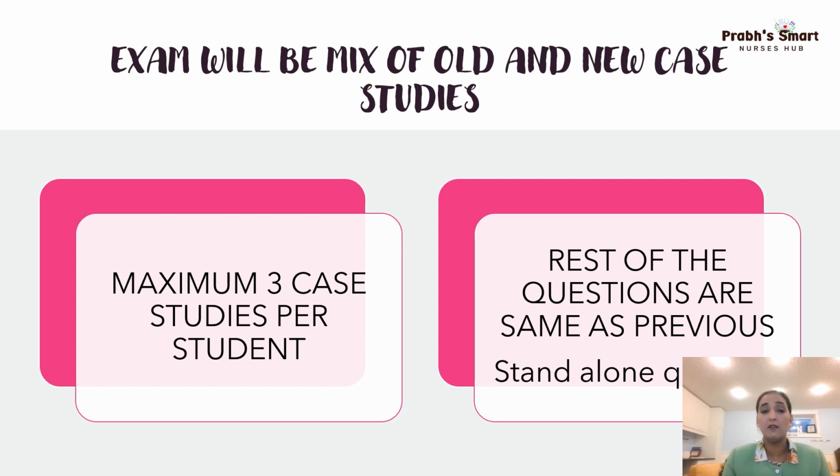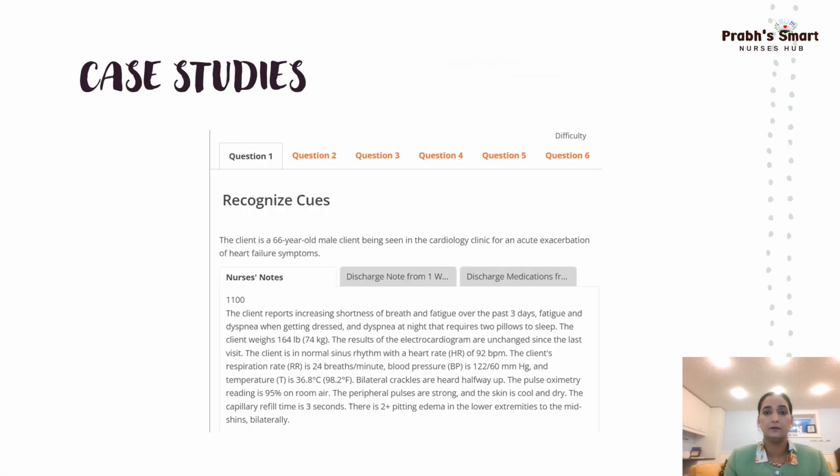So each case study will have 6 questions. Okay, so that means if there are 3 case studies, there will be total 18 questions based upon those case studies. Okay. Yes, so that's how a case study is going to look like. Case study will be having nurses notes, clients complaints, discharge notes, or doctor's notes could be there, right? So based upon that case study, they will be having 6 questions. Okay, so that is important.